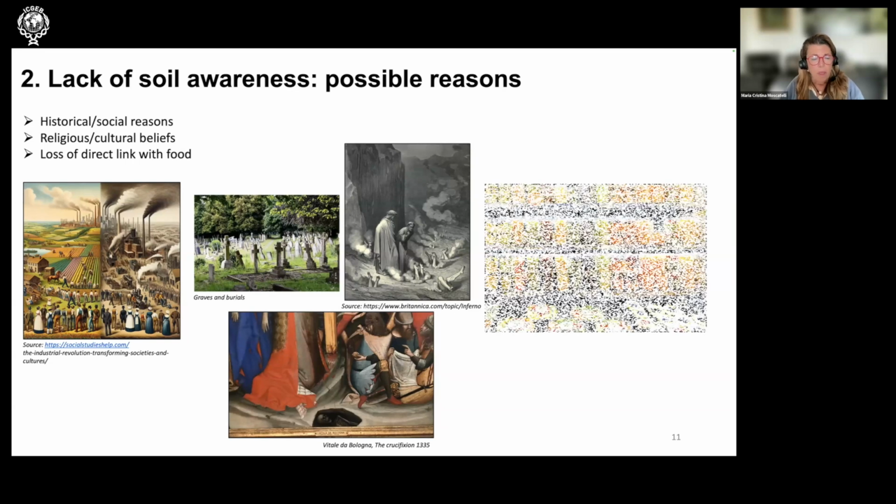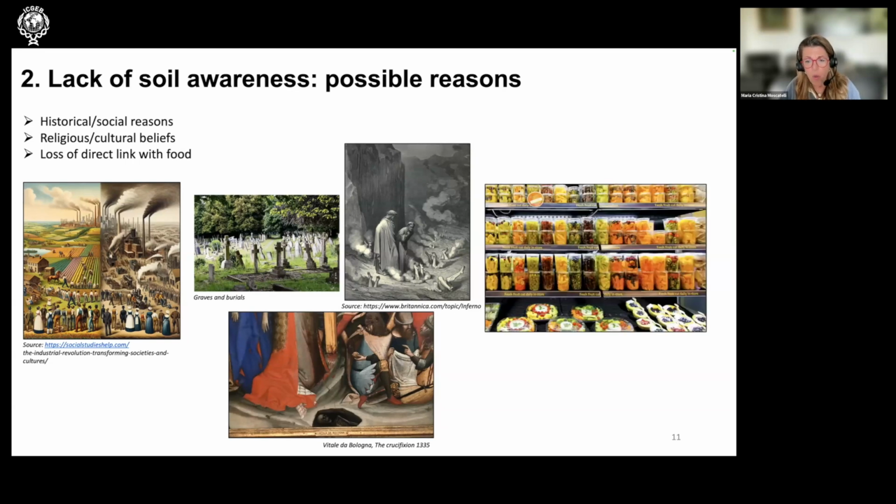Also, we lost the direct link of soil with food. Particularly people living in the cities, in the towns, metropolitan areas, are no longer used to seeing the origin of food from soil. The food is present on the supermarket shelves, and we know how food quality is linked to soil quality. But when we talk about soil quality, nobody knows what we're talking about, while anybody is strongly concerned every day with air quality and water quality.